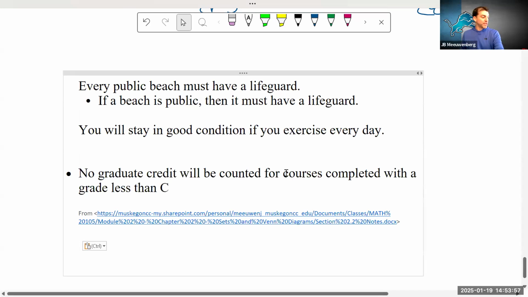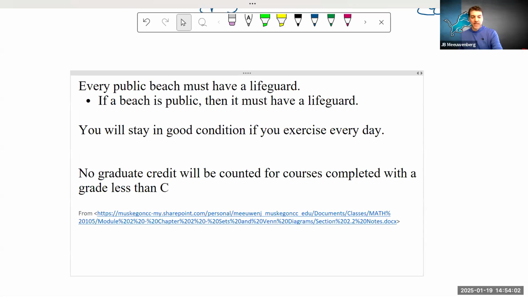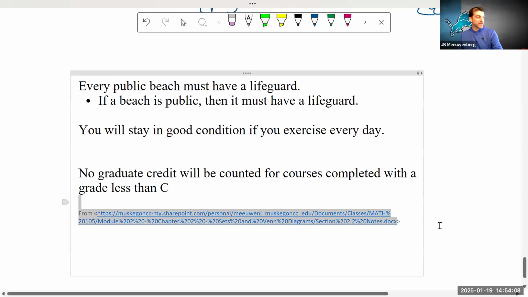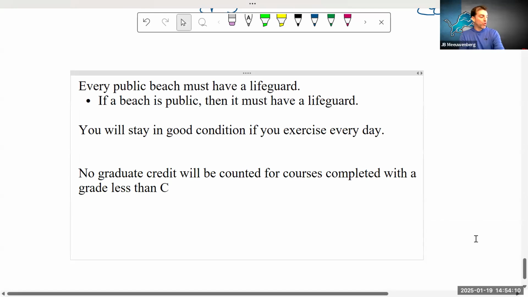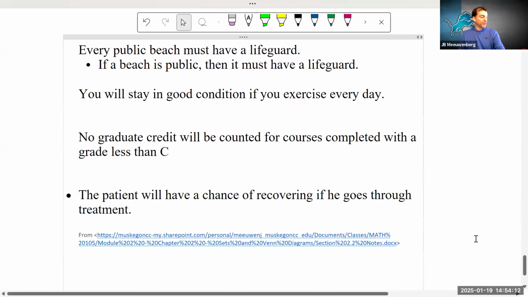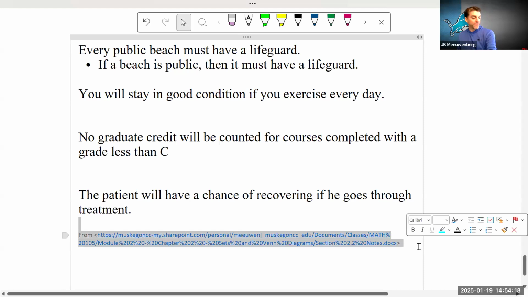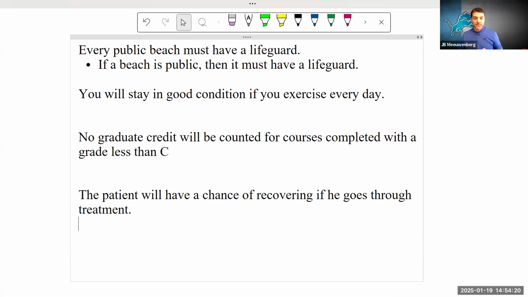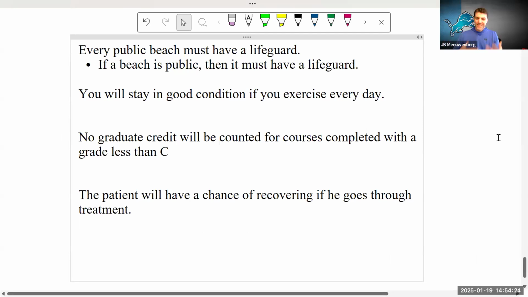So again, the first one is, you will stay in good condition if you exercise every day. The second is, no graduate credit will be counted for courses with a grade less than C. And the third is, the patient will have a chance of recovering if he goes through treatment. All right. So pause the video and see if you can rewrite these using a conditional if-then statement.